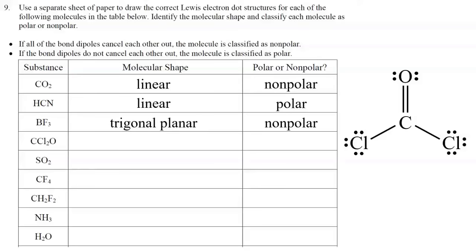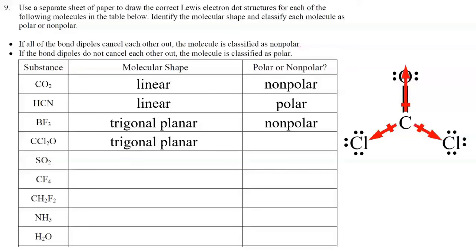This time we have 2 single bonds between the carbon and the chlorines, and then a double bond between the carbon and the oxygen. The molecular shape is still the same as it was for BF3 because we have 3 bonding domains and there are no lone pairs of electrons on the central atom. This is a trigonal planar molecule, but let's take a look and see if these bond dipoles will cancel each other out. We have 1 oxygen and 2 chlorines.